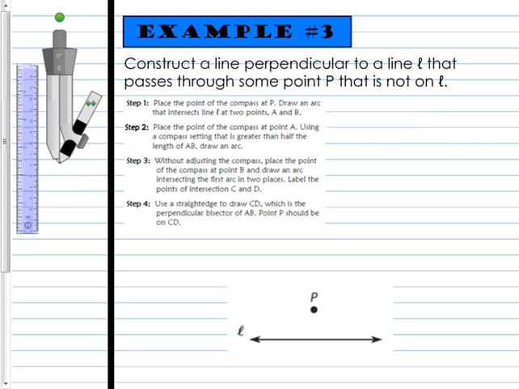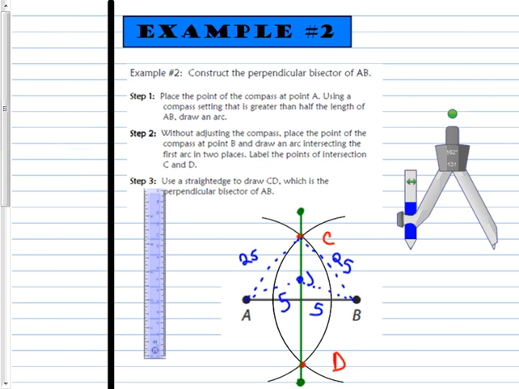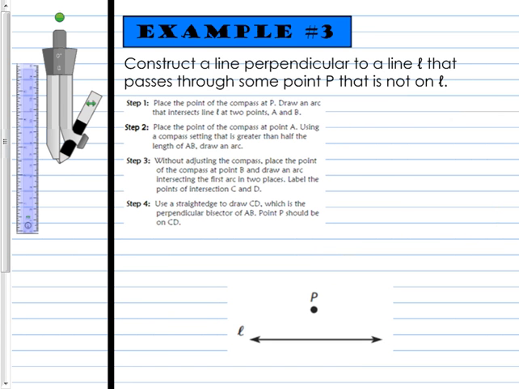Okay. We're going to construct a line that's perpendicular to L that passes through some point P that is not on L. So we're doing basically the same thing we just did, but the bisector has to specifically pass through P. If you notice here, I just created the bisector wherever I wanted, right in the middle. But this bisector has to pass through point P. Okay? So the first thing that you need to do is place the compass at P, and draw an arc that intersects line L at 2 points.